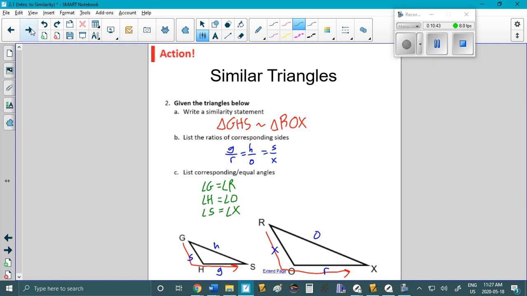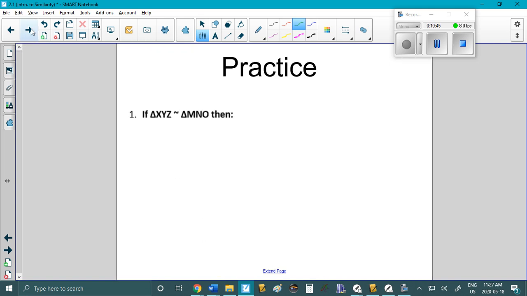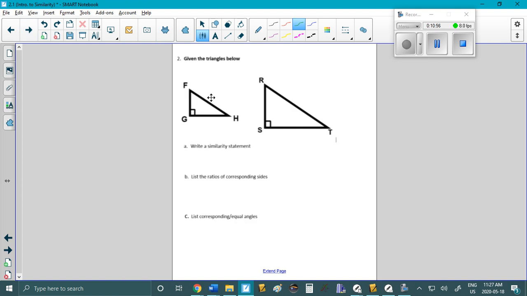I have a little bit of practice for you. It's basically like the same things we just did. So if XYZ is similar to MNO, I want you to tell me what angles are the same, show me their proportional sides, and then the last one, I've given you a diagram with two triangles, and you're going to do what we just did.